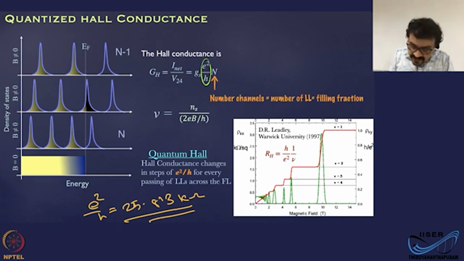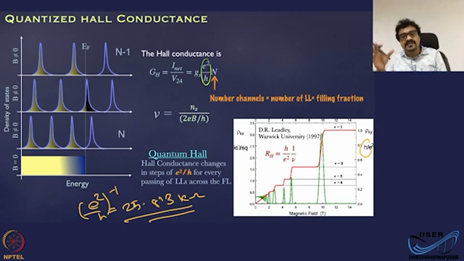Okay, let me rewrite this. h by e square is 25.813 kilo ohm. Okay, that's what it is here. So you will see a jump both in the conductance and also in the resistance.